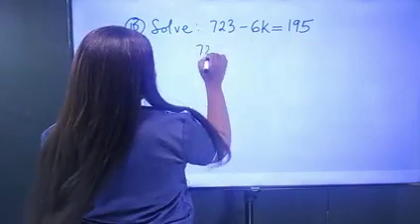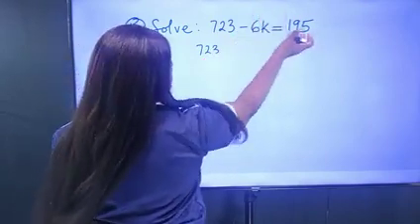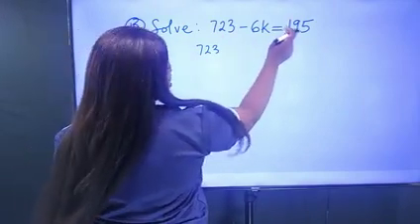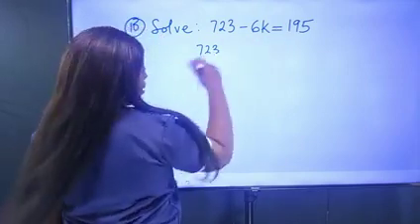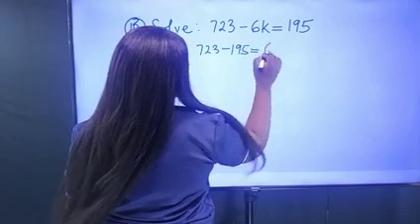So that will be 723. Move this to the right hand side. It will become plus 6k. Bring this 195 to the left hand side. It is positive here. That is, it is plus here. When it comes here, it will become minus. So that will be 723 minus 195 equals 6k.